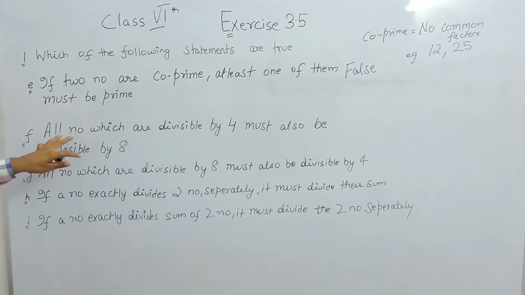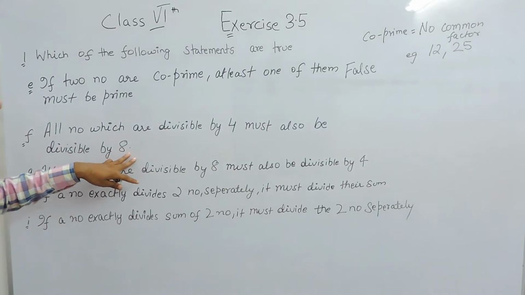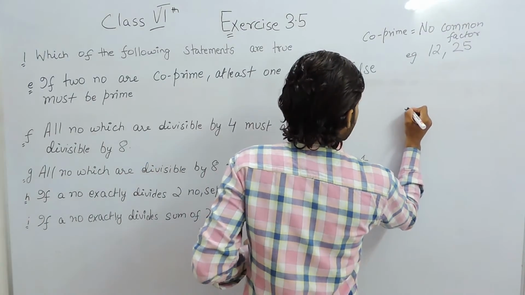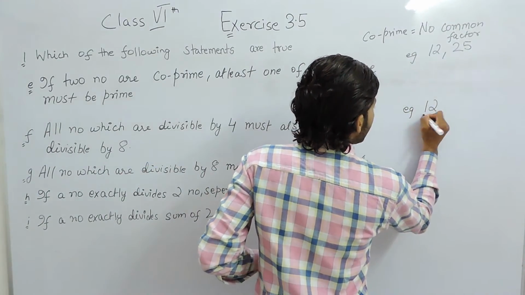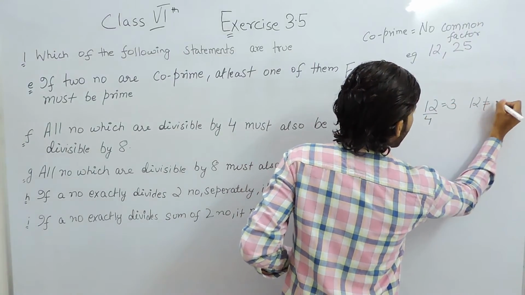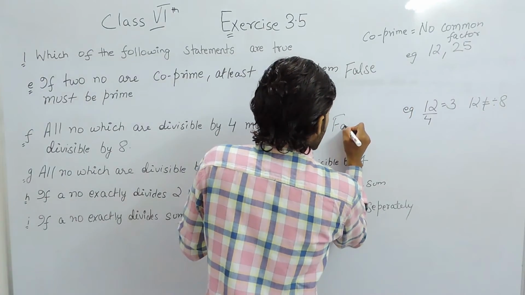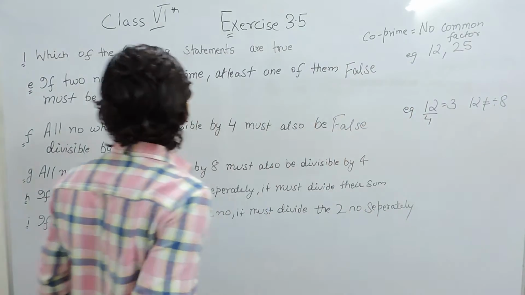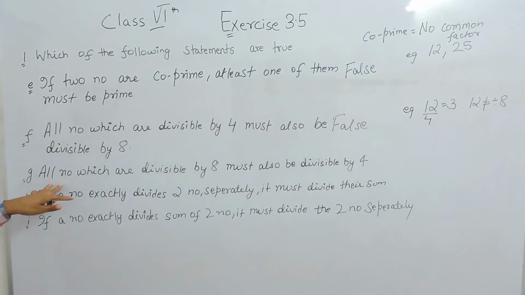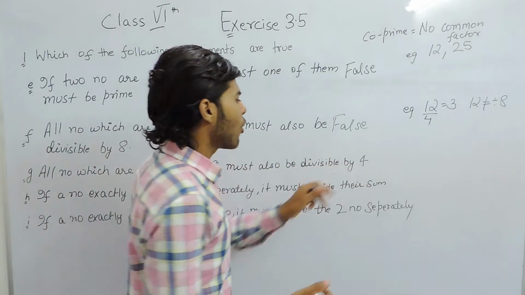The next one says all numbers which are divisible by 4 must also be divisible by 8. So let me give you an example. 12. 12 is divisible by 4, that gives 3, but 12 cannot be divided by 8. So this statement is also false.